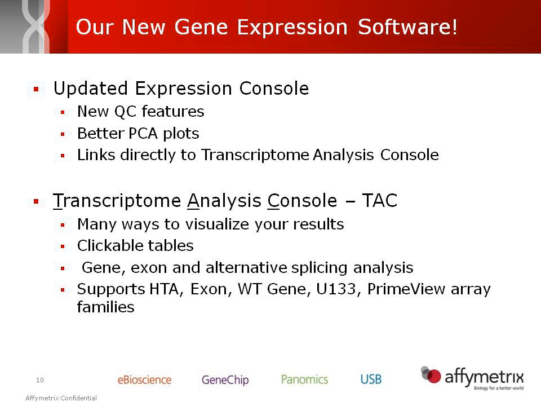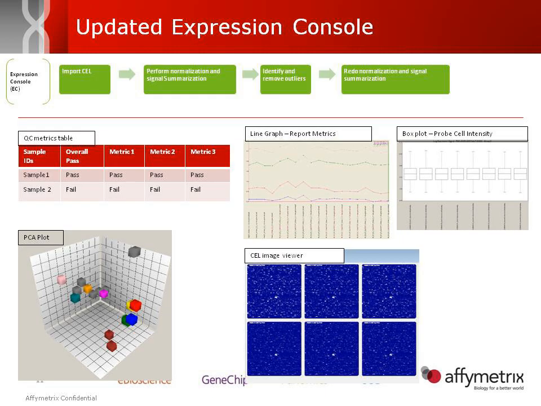Clickable tables, gene exon and alternative splicing analysis available. Supports all of our expression arrays. Custom, catalog, no matter how old, IVT, WT, doesn't matter. The updated expression console gives you these capabilities. Many of these are capabilities we had in the last version, but do notice that we have a cell image viewer, a PCA plot, which many of you will find valuable. It's a good way of determining how you're going to normalize your data and if you have any outliers in the data.